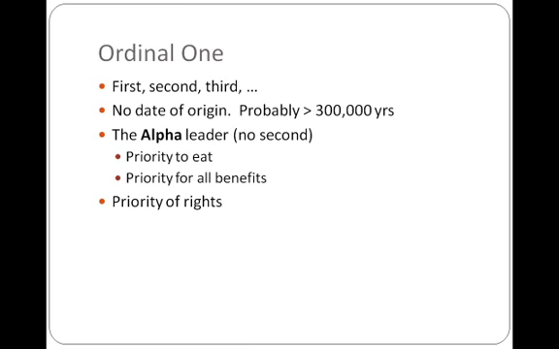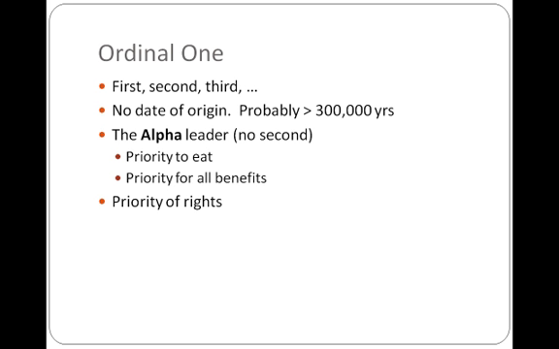The ordinal one, first, second, third. There's no date of origin. It's probably more than 300,000 years old. The idea of ordinality, as you have seen in the nature films, there seems to be an alpha leader of every animal group, and that's been going on for more than a million years.